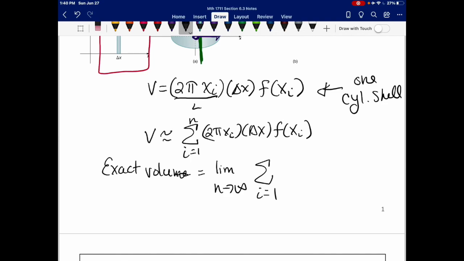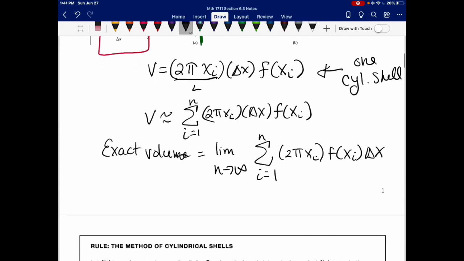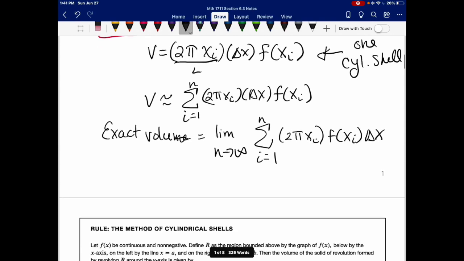So to get the exact value, we're going to take the limit as n goes to infinity of the sum from 1 to n of 2 pi x sub i times f of x sub i, and then times your width, your change in x.